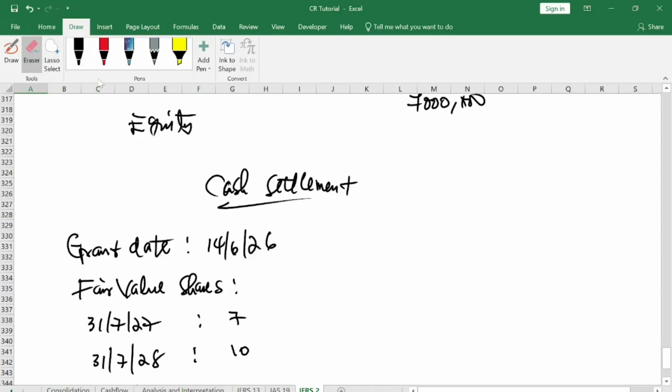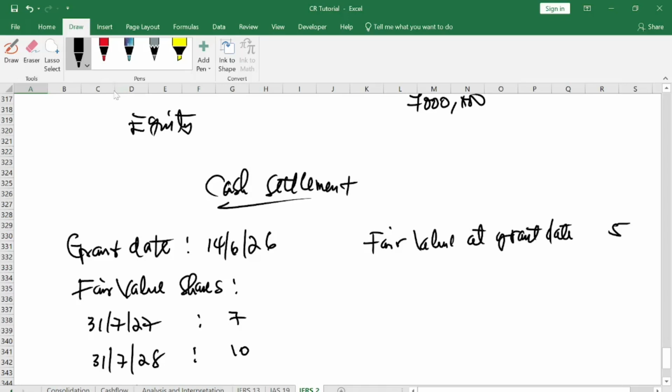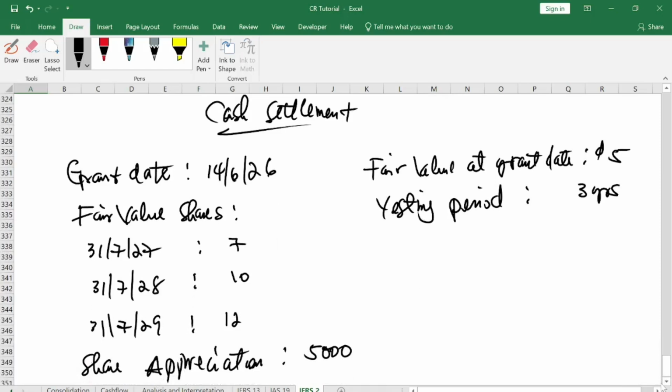And this one also has features, as they will say, fair value at grant date was 5. And again, you also see the vesting period. The vesting period should be 3 years. So let us go with this. You have something like this.